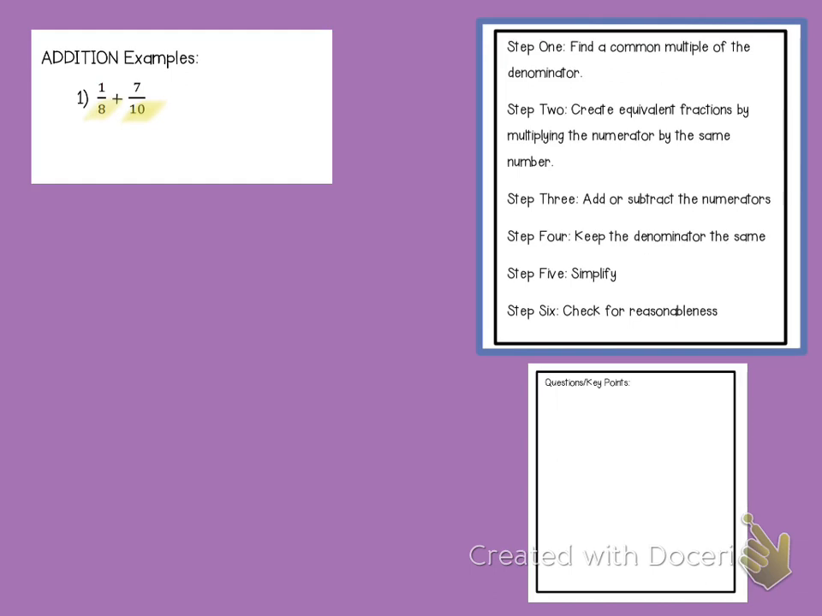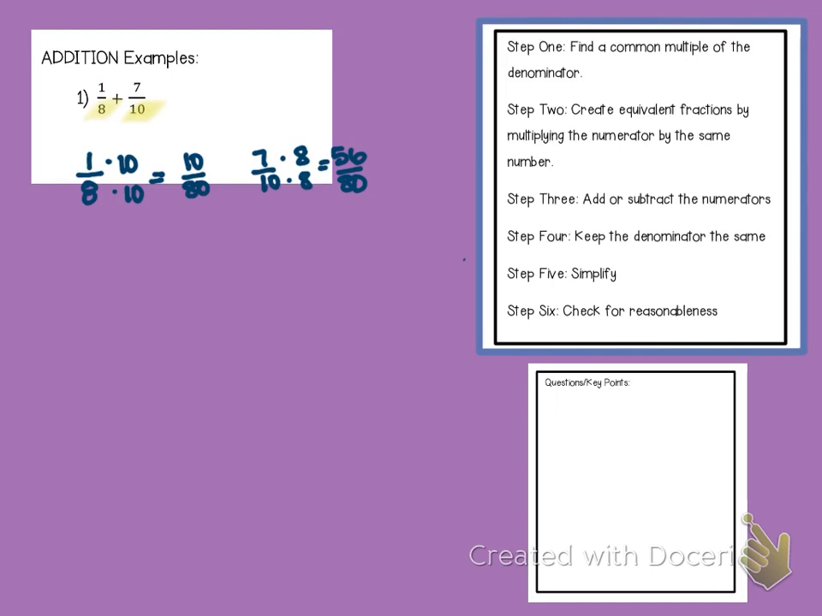8 times 10 is 80, and 10 times 8 is 80. So we can set these up into common denominators by taking 1/8 and multiplying the numerator and the denominator by 10, which gives us 10 over 80. And then taking 7/10 and multiplying it by 8, because that gives us the common denominator of 80. And then 7 times 8 is 56.